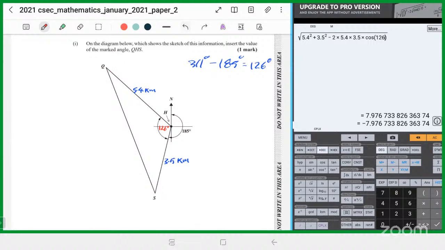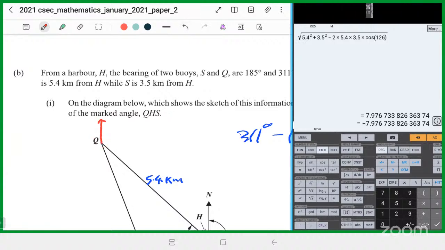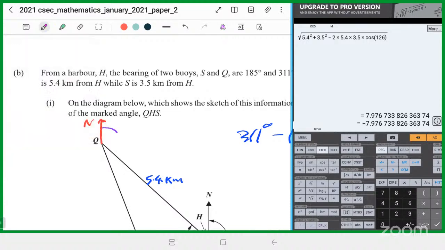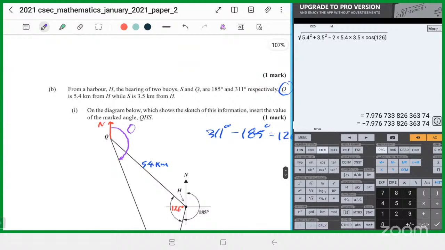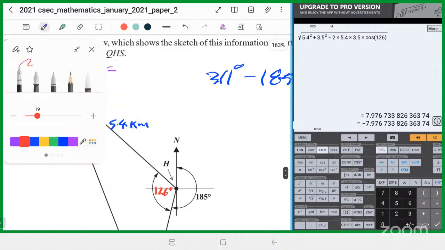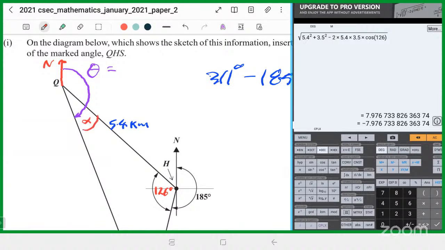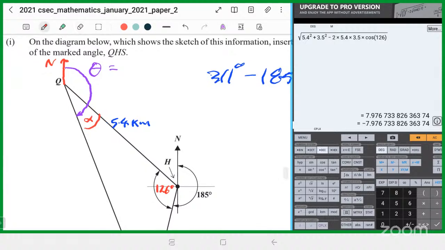So I want the bearing in this direction, Q down to S. At the starting position I have to draw the north line, and show the angle that I want. The angle that I want is this angle here. Let's call that angle theta. As usual, the angle inside the triangle will play a part in the calculation. I'm going to call this angle inside here alpha. Alpha will play a part in the calculation.